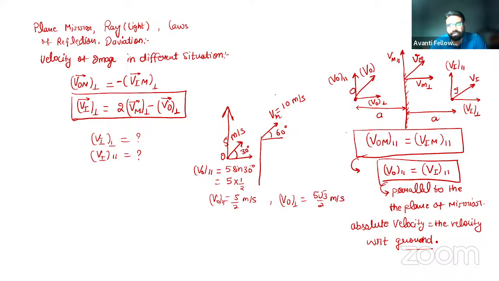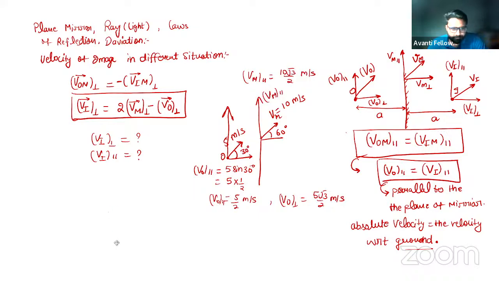Similarly, resolve the velocity of mirror also. Velocity of mirror parallel is equal to 10 sin 60, this one. Velocity of mirror parallel, 10 sin 60 will become 10 root 3 by 2 meter per second.